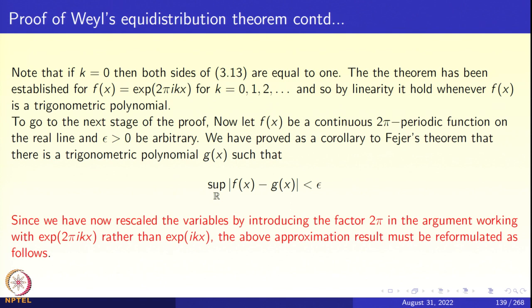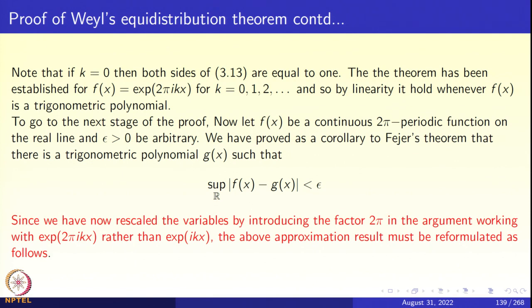How do I pass on from a trigonometric polynomial of period 2 pi to a trigonometric polynomial of period 1? For example, sine x is a 2 pi periodic function, but to make it a 1 periodic function, I rescale the variable x. So instead of looking at sine x, I will look at sine 2 pi x. Instead of looking at cos x, I will look at cos 2 pi x. So passing from a 2 pi periodic function to a 1 periodic function simply means scaling the variable x to 2 pi x. So now when I take linear combinations of these, I get trigonometric polynomials of period 1.